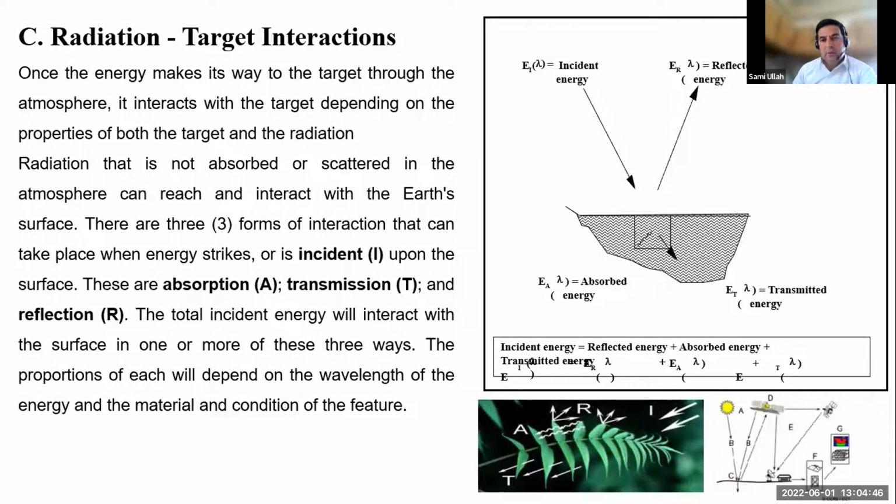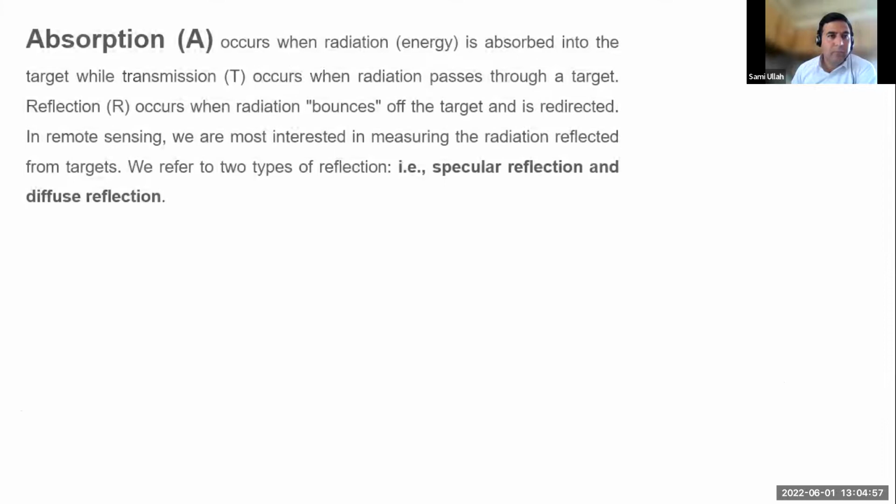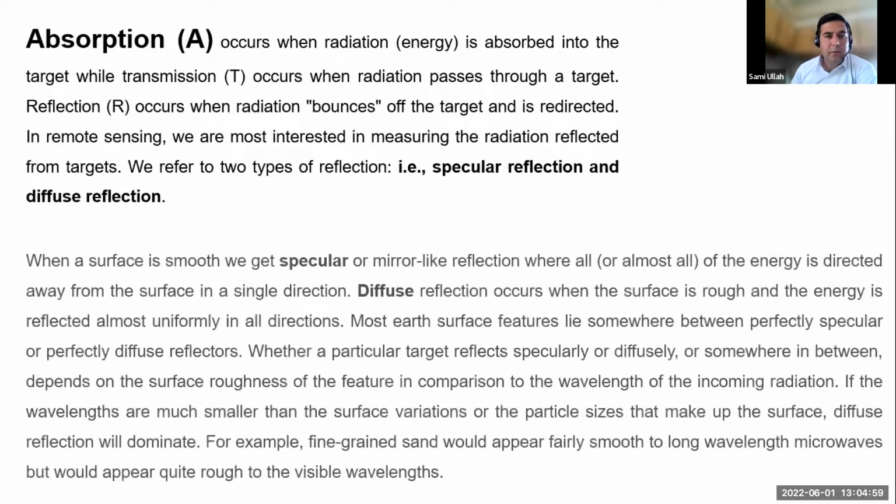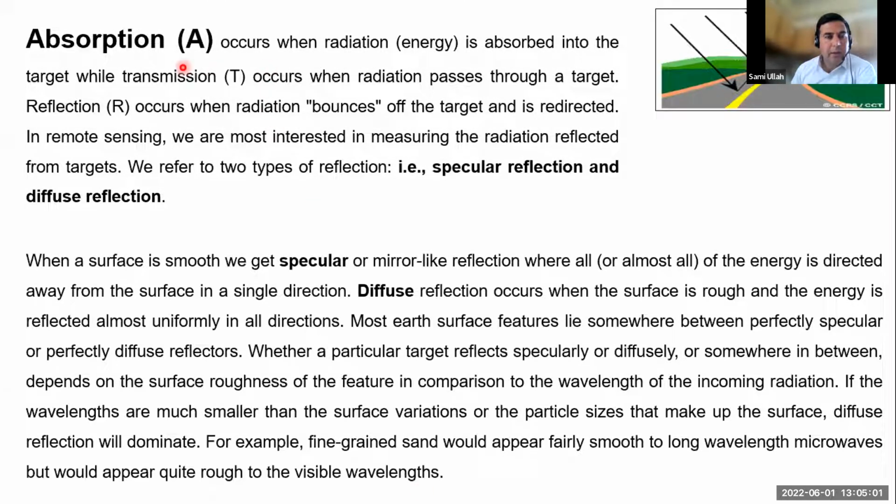So actually, three things happen in the ground: absorption, transmission, and reflection. But the fourth is re-emission, like in the form of thermal radiation. Absorption occurs when radiation is absorbed into the target. Transmission occurs when radiation passes through a target. Reflection occurs when radiation bounces off the target and is redirected.